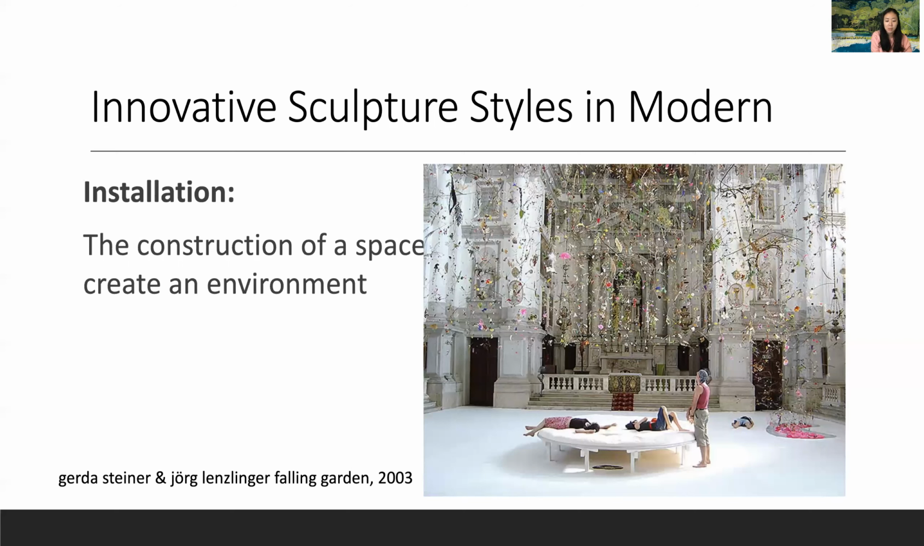And modern artists have explored many ways of expanding the range of sculpture as a medium. Then installation sculpture involves the construction of a space or the assembly of objects to create an environment. So we are encouraged to experience the work physically using all our senses, perhaps entering the work itself. So these are all new types of sculpture methods.